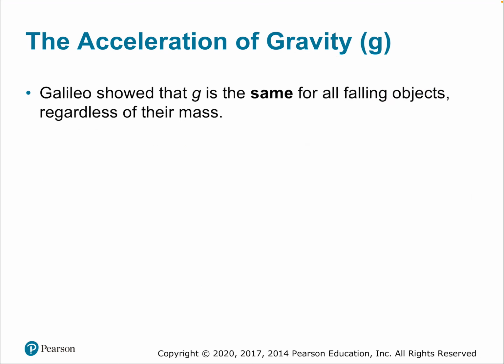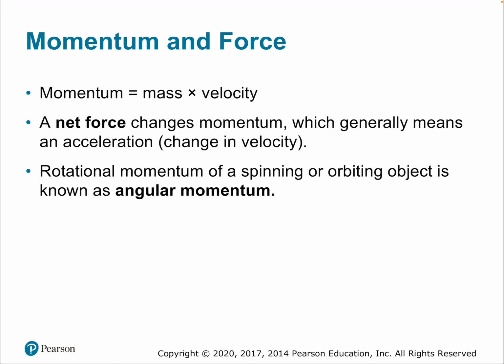Now, Galileo showed way back in the 1500s that g is the same for all falling objects regardless of their mass. That's just what I was talking about. And there's some good reasons for that. And the reason ended up being proven by Newton, and it falls under the law of universal gravitation. That's the explanation. But Galileo observed it, which is a great start.